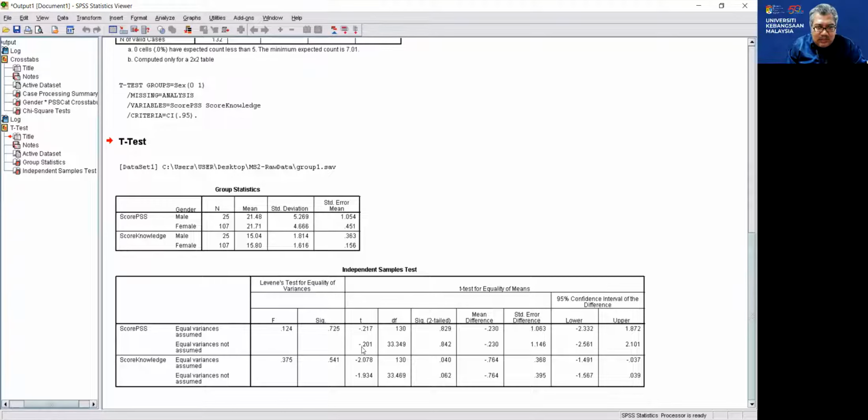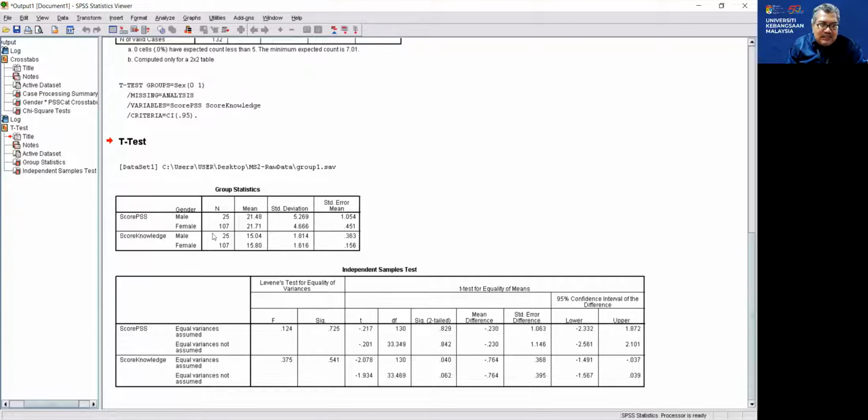Which one to use, the top or the bottom? You look at this one. If this is larger than 0.05, you can use the top row. If it is smaller than 0.05, you use the bottom row. So this one is larger than 0.05, so we are using the top row. The T is negative 0.217. Instead, you just change it to become positive. So the T is 0.217 and the p-value is 0.829.